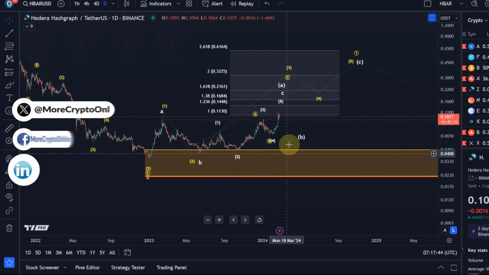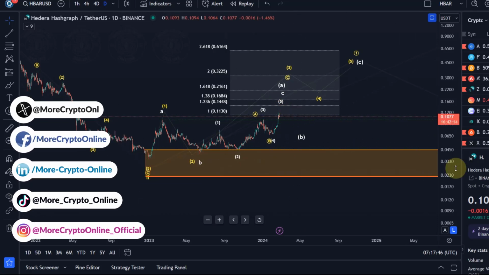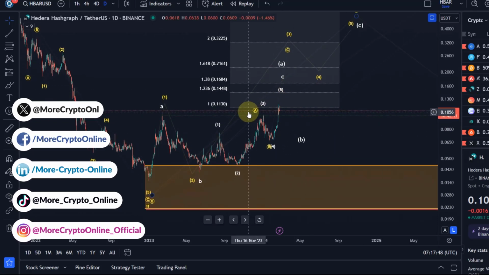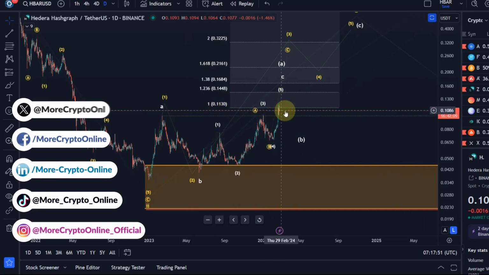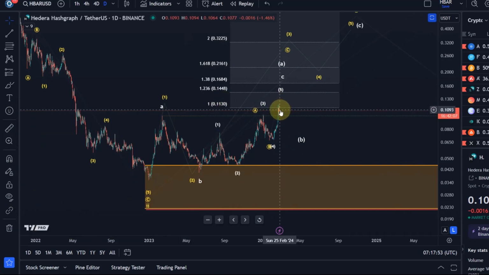The HBAR chart has not really moved much since the last update, and the price is consolidating around that 11 cent mark, which is sort of a next resistance level, and we talk about the different wave counts now.